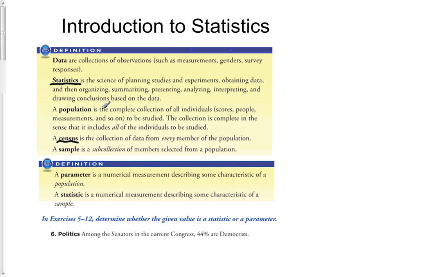A census is a collection of data from every member of a population, while a sample is a sub-collection of members selected from a population. So there's a difference between a sample and a census. A population is all of the individuals to be studied, while a sample is a sub-collection of the population. So it's a sub-collection of all the individuals that are going to be studied.